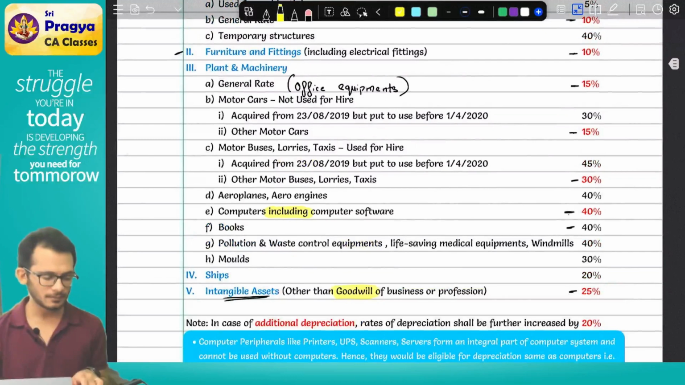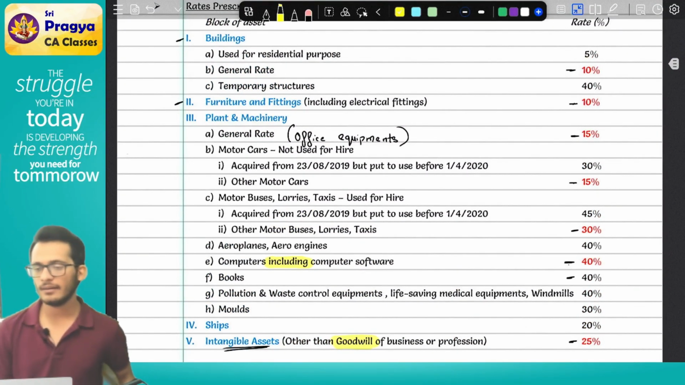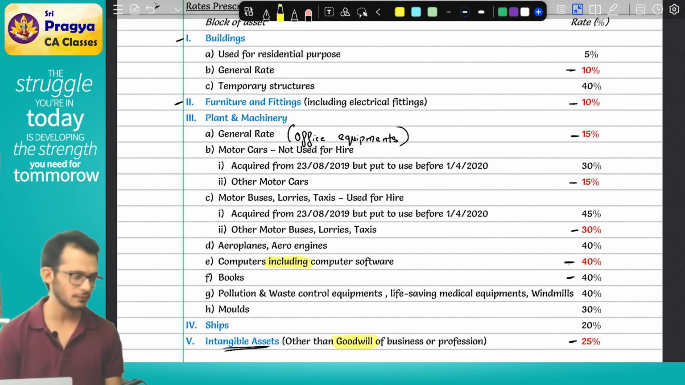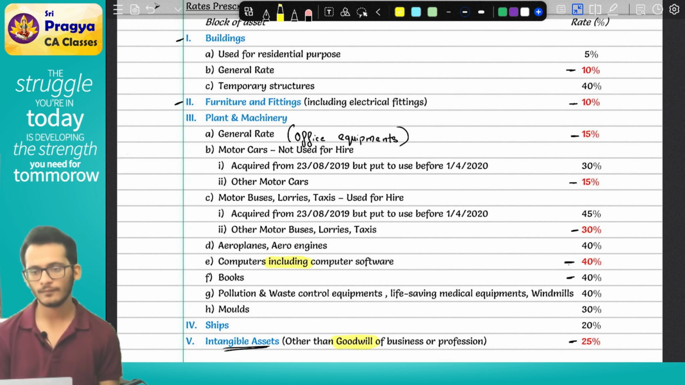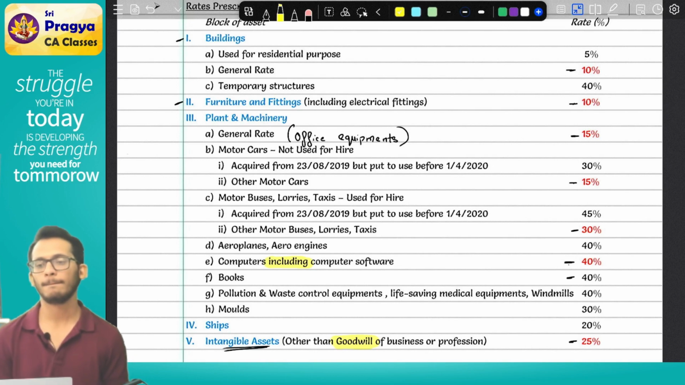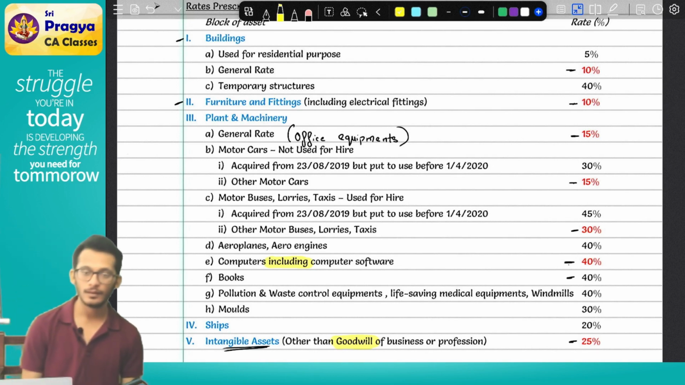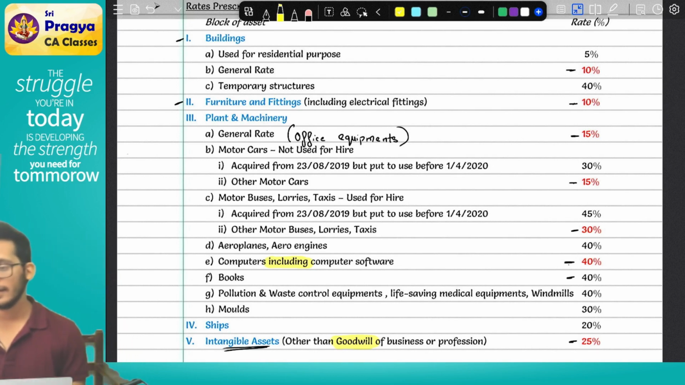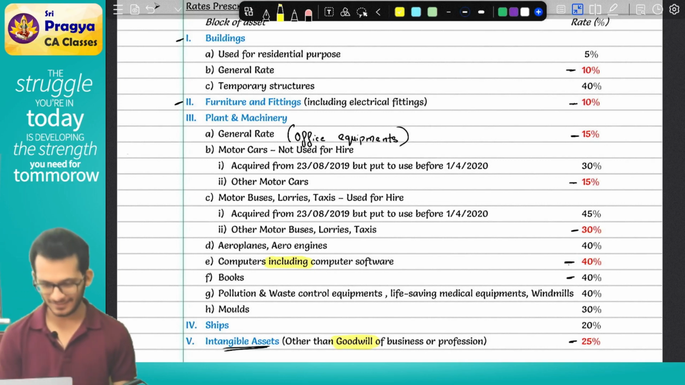Coming to the next part. Rahul, I have a Samsung Galaxy Note 10 mobile phone. Whether it will be a computer or plant and machinery, that is exactly what the question is.